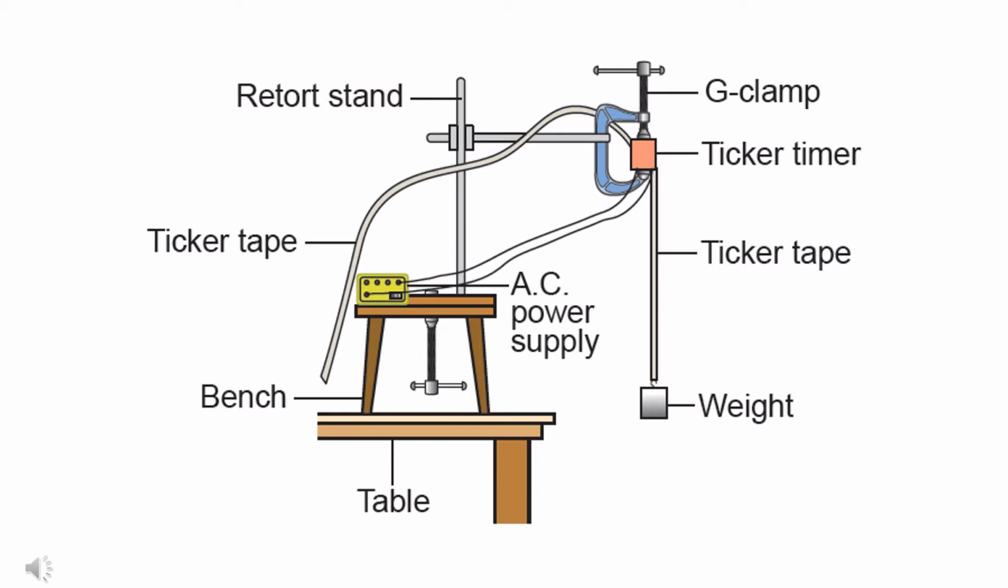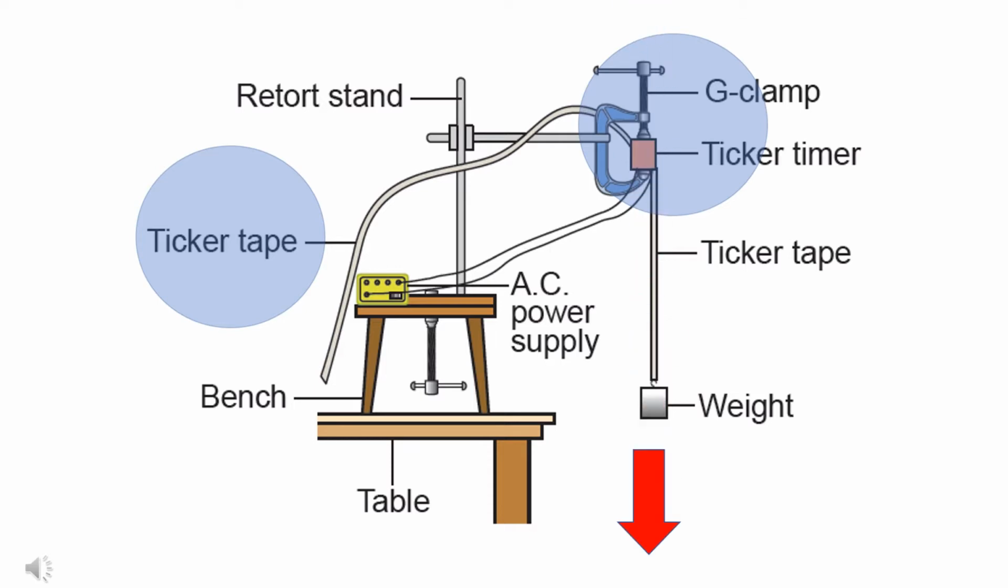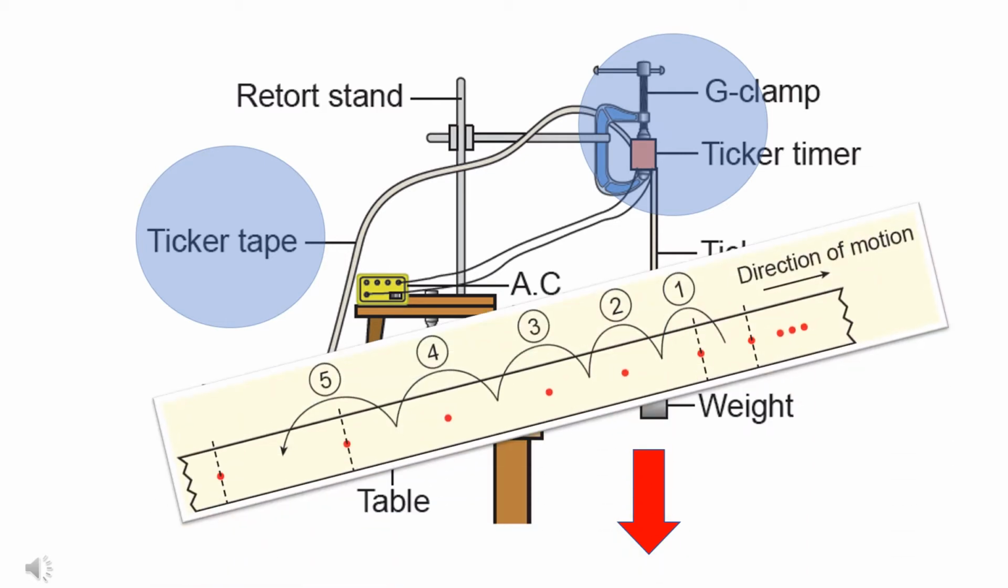The ticker timer was clamped vertically on a retort stand. A 1 meter ticker tape was inserted into the timer with a weight of 50 grams hanging from it. The ticker timer was switched on and the weight released. The weight fell freely to the floor. The ticker tape was then analyzed to obtain the value of gravitational acceleration, g.